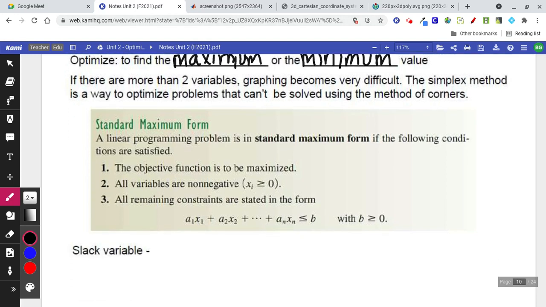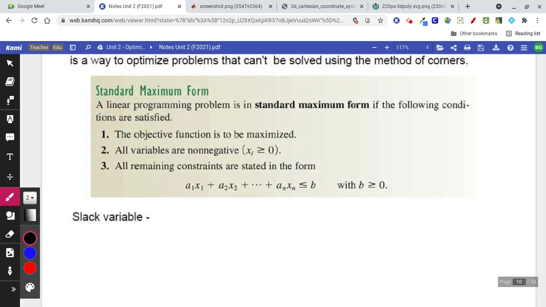Standard maximum form. We're going to be finding only maximized problems today. A linear programming problem is in standard maximum form if the objective function is to be maximized, all variables are non-negative, and all remaining constraints are stated in the form. That's just saying standard form. Okay, we want standard form. We don't want slope-intercept form or whatever kind of form. But essentially what this means is all of our variables are on the left side. That's standard form.